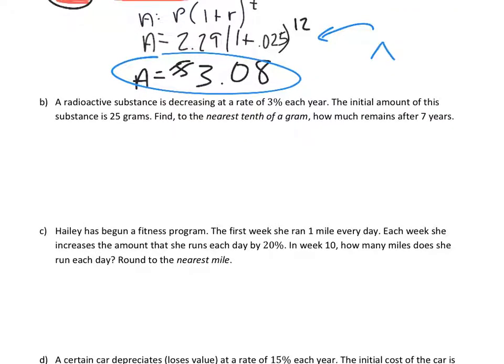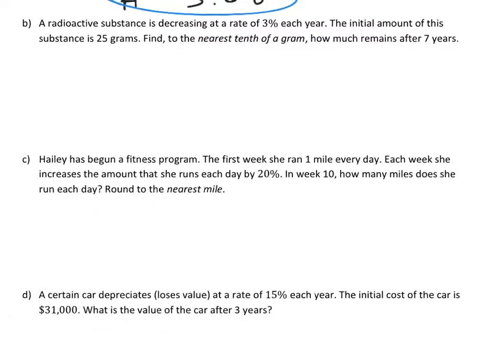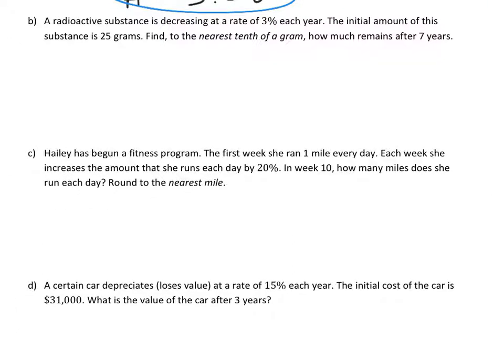We'll do letter B as well, and I'll let you do C and D on your own. A radioactive substance is decreasing. So, red flag in your head. Decreasing means decay. So our formula is going to be A equals P times 1 minus R raised to the T. And it's decreasing at 3% per year. The initial amount is 25 grams. We're rounding to the nearest tenth after 7 years.